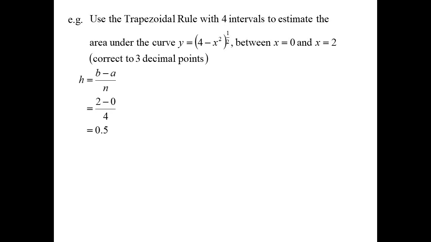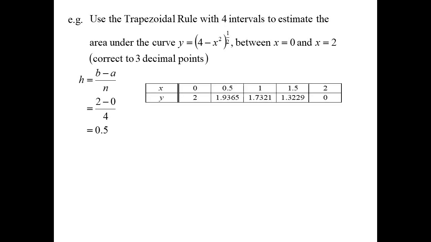Well, we want 4 intervals. So the height of each one, the endpoints, 2 minus 0, divided by the number of intervals, number of trapeziums, whatever. So 0.5. That's how big they're going to be. So I then draw up a table of values. And I know I'm going every 0.5. I need those function values. So then I work out those function values. They've said to 3 decimal places, so I always carry 1 extra decimal place in my calculations, and then I'll round off to 3 decimal places at the end, just to avoid any rounding errors that might happen if I round too early.